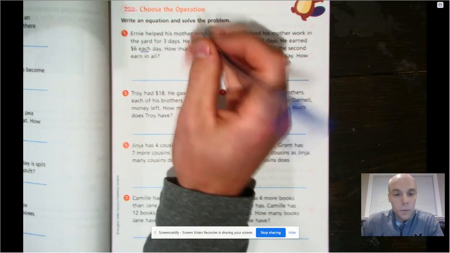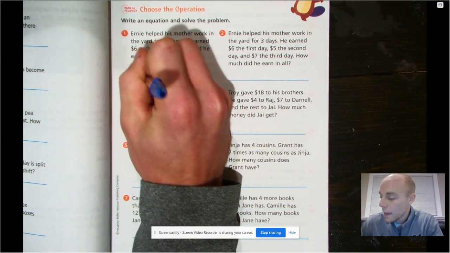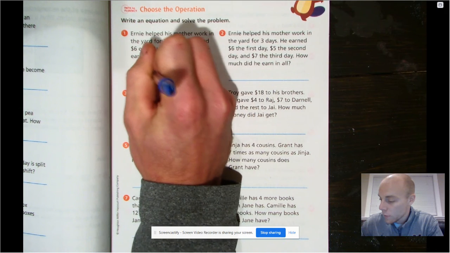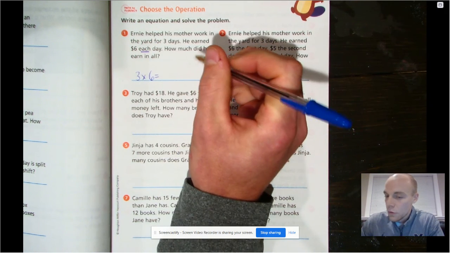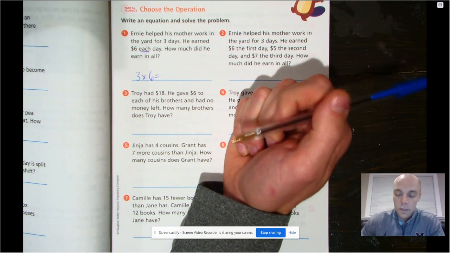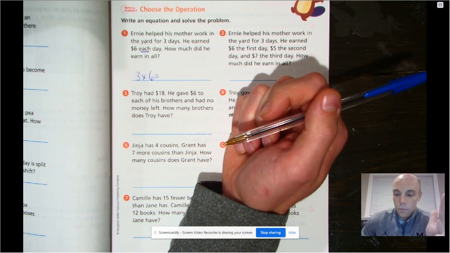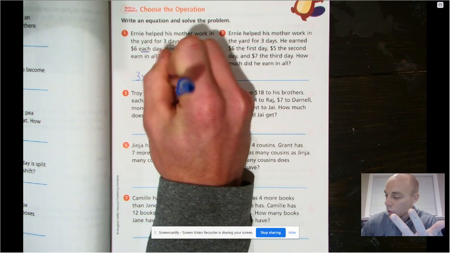So that means we're going to be doing multiplication. So 3 days times $6 for each day. So 3 times 6 is equal to, let's count by sixes until we get to threes. Fingers ready? Here we go. 6, 12, 18. Stop right there because that's 3 fingers. Awesome. So 18. So he earns 18.